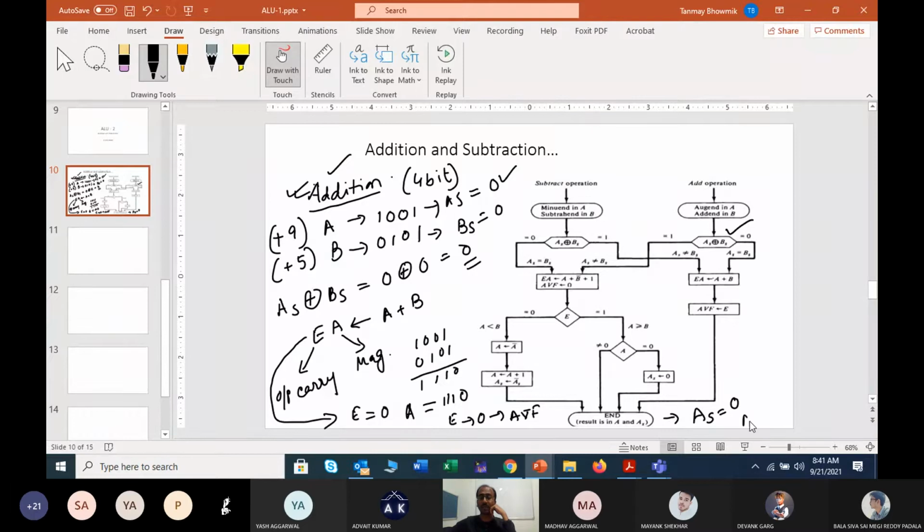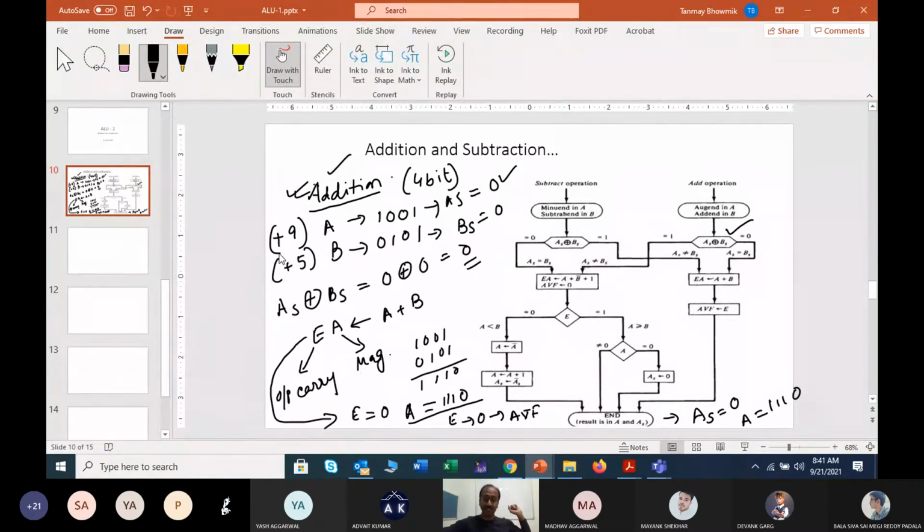And what is your A now? This is your A now. A is equal to 1110. So this is a simple example of the addition between two positive numbers according to our addition subtraction algorithm.